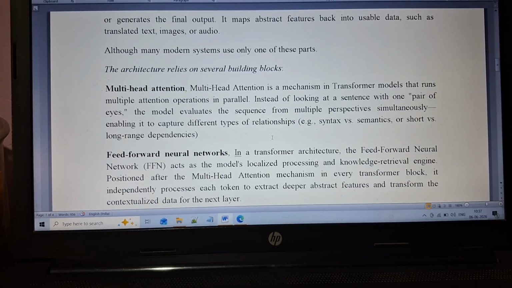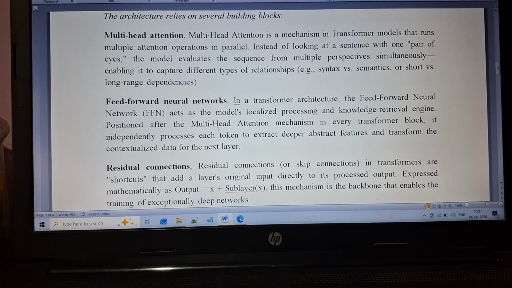Multi-head attention is a mechanism in transformer models that runs multiple attention operations in parallel. Instead of looking at a sentence with one pair of eyes, the model evaluates the sequence from multiple perspectives simultaneously, enabling it to capture different types of relationships. For example, syntax versus semantics, short versus long-range dependencies, can be examined by multi-head attention.